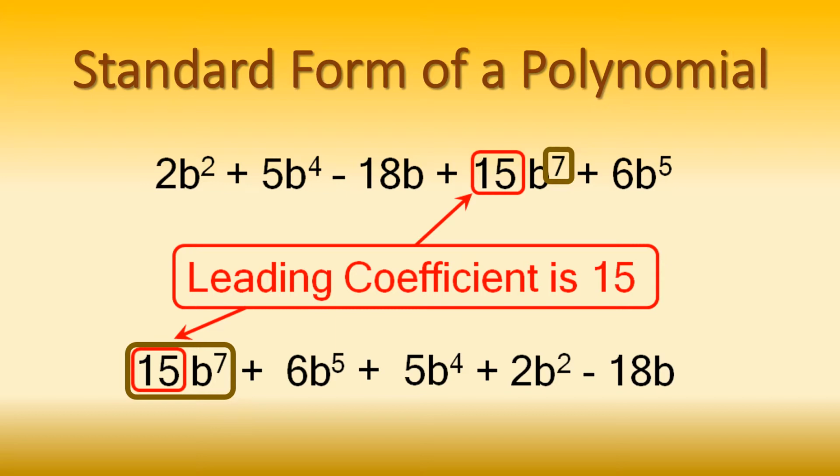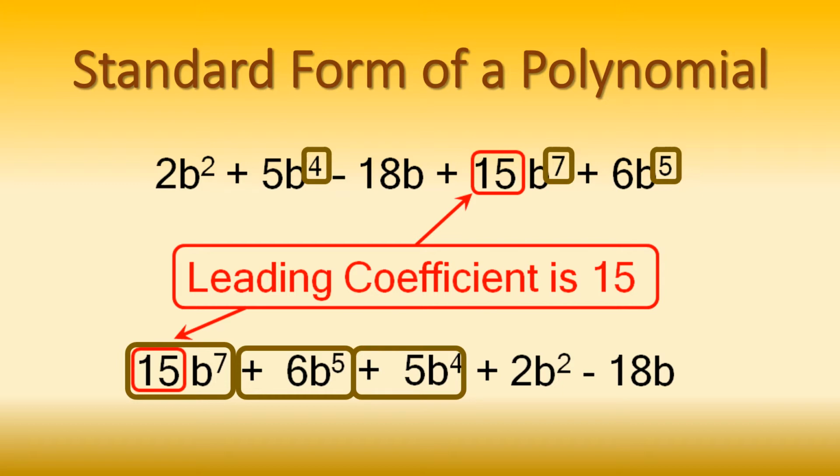Now what's the next biggest exponent? There it is. It's 5. So we write down the whole entire term. Notice I brought down the plus 6b to the 5th. Alright, back up there. What's my next biggest exponent? 4. Again, I move down plus 5b to the 4th power. There we go.